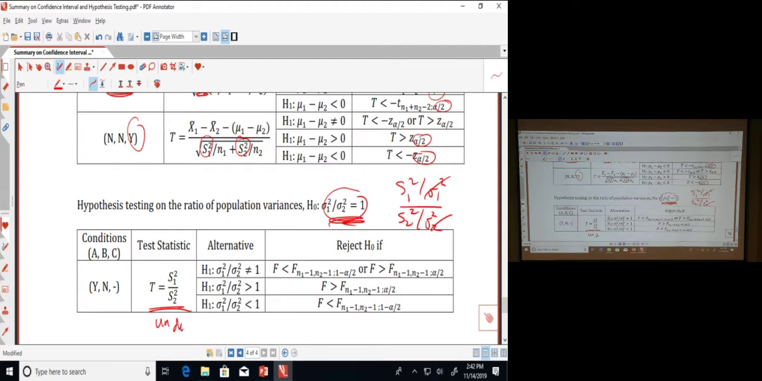Under the null hypothesis, T follows an F distribution with N1 minus 1, N2 minus 1 degrees of freedom. We need the normality assumption for both populations.